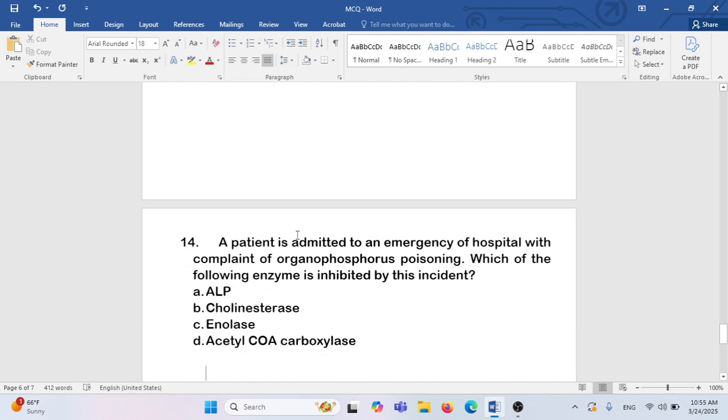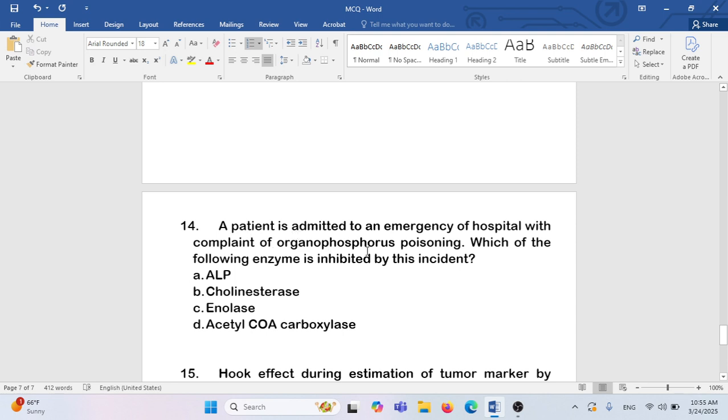Another question is, a patient is admitted to an emergency of hospital with complaint of organophosphorus poisoning. Which of the following enzyme is inhibited? So by organophosphorus poisoning, cholinesterase will be inhibited, okay, which leads to the excess acetylcholine in body. So organophosphorus poisoning causes inhibition of cholinesterase enzyme at the nerve ending.